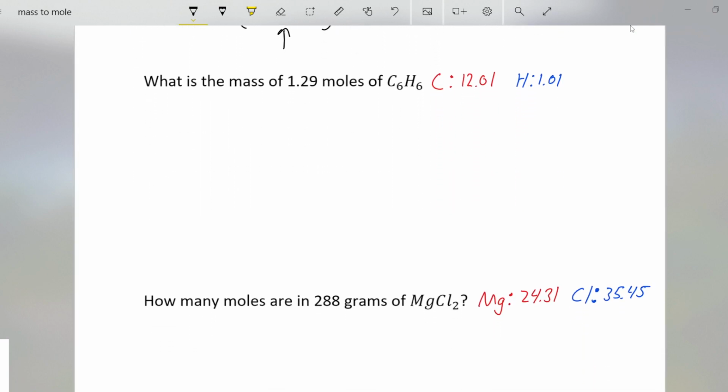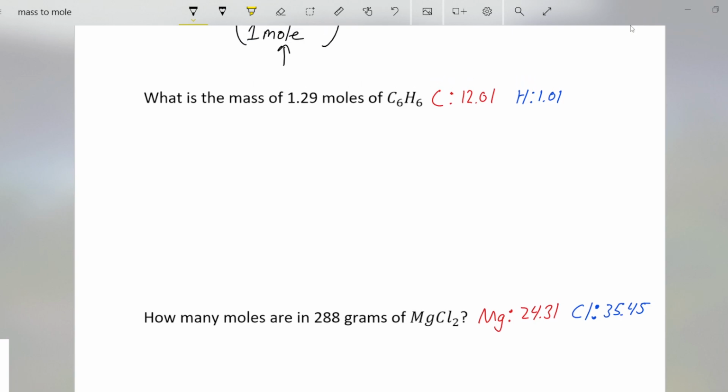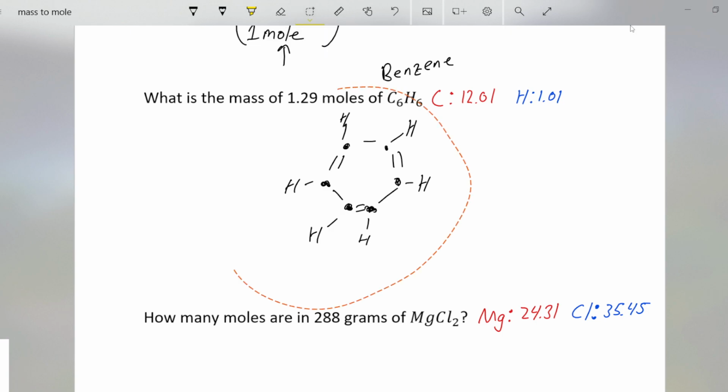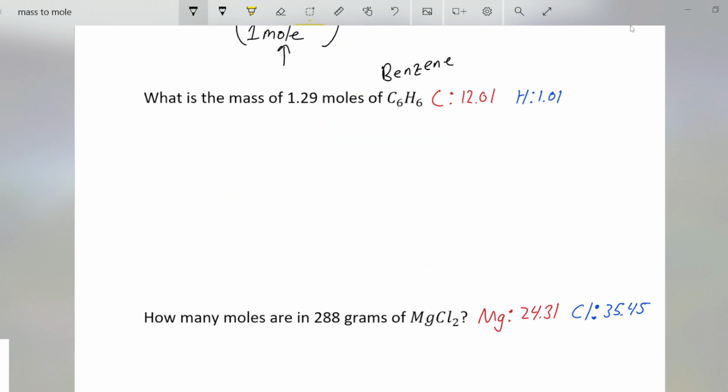Next one says, what is the mass of 1.29 moles of C6H6? That's benzene. It's a cyclical hydrocarbon. It's actually a really cool thing. Basically, you have 6 carbons, and they are bonded and double bonded to each other. And then there's also a hydrogen sticking off of each of these carbons. It's a really super important molecule. So much of our chemistry, in terms of making plastics and all kinds of medicine, really depends on benzene.